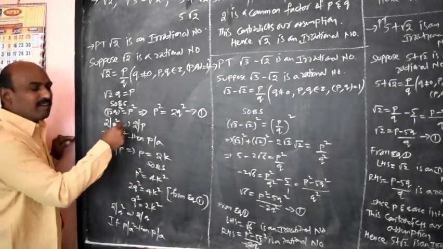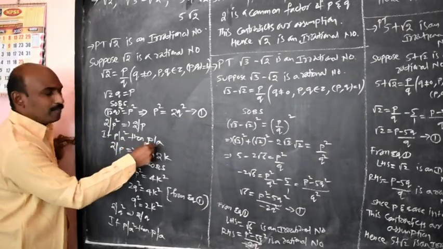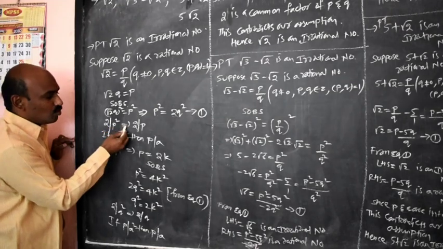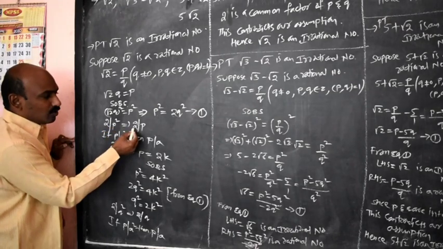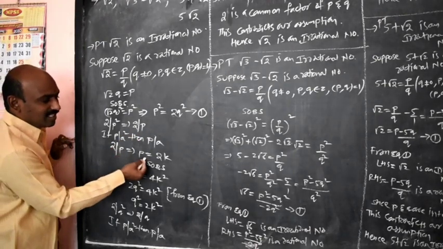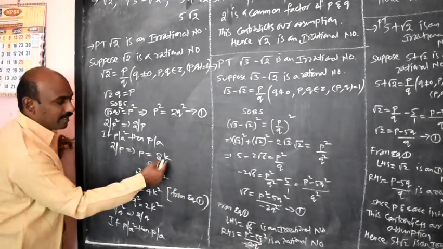Also we have one lemma: if p divides a square, then p also divides a. By using this lemma, 2 divides p square means 2 also divides p. And 2 divides p means 2 is a factor of p. We can express p as 2 into some other number k.